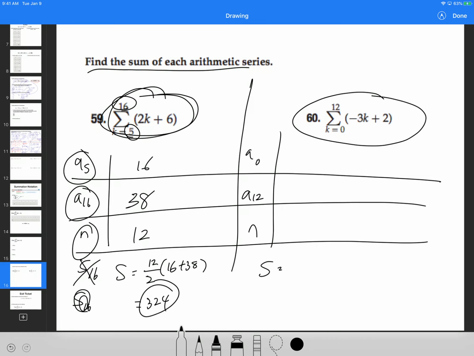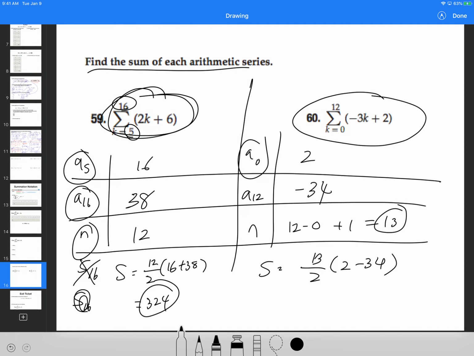A sub 0 here would be 2. A sub 12 would be negative 34. The total numbers between 0 and 12 will be 12 minus 0 plus 1, which is 13. Not 12, 13 numbers. The summation would be 13 divided by 2 times 2 minus 34. So 2 minus 34 is negative 32. Divided by 2 times 13 gives you negative 208. So that will be the sum of all the numbers from 0 to 12.